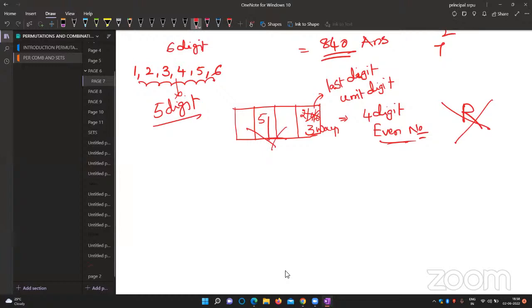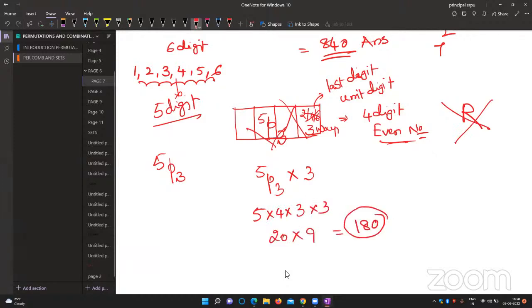The remaining operation can be done by 5P3. The total answer can be found by multiplying 5P3 into 3. The unit digit can be filled in 3 ways. That is the first task. Remaining, we are left with 5 and we have to fill 3 places, that is 5P3, I told you. What is the meaning of this? 5P3 is nothing but filling 3 places by using 5. So 5P3 into 3, that is 5 into 4 into 3 into 3, we can prepare 180 4-digit even numbers by using the digits 1, 2, 3, 4, 5, 6.